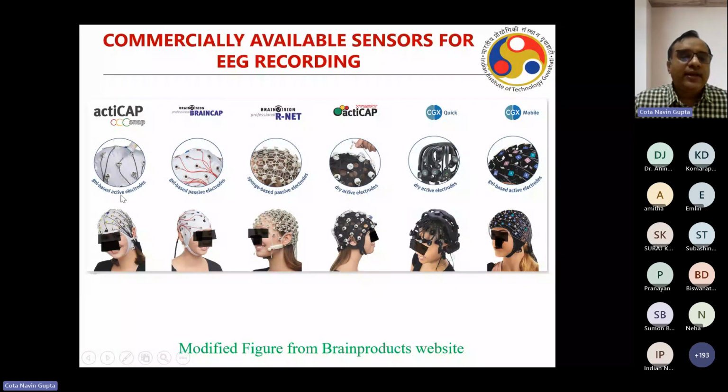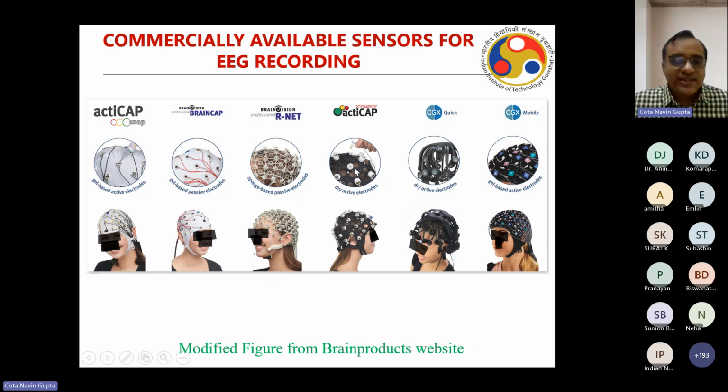So for that, there are gel based electrodes. Active, in the sense, has some circuitry on the electrode itself, so that the noise is reduced when compared to the passive. I'll show you the difference between an active electrode and a passive electrode. So this is the gel based electrode system. This is a different, sponge based passive electrode, and currently there are dry electrodes which are becoming commercially available.